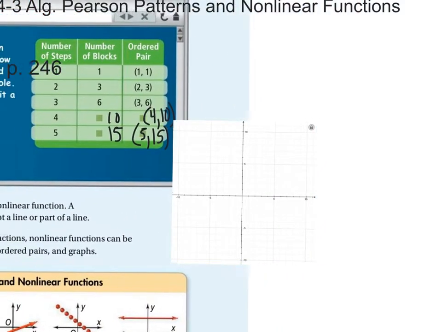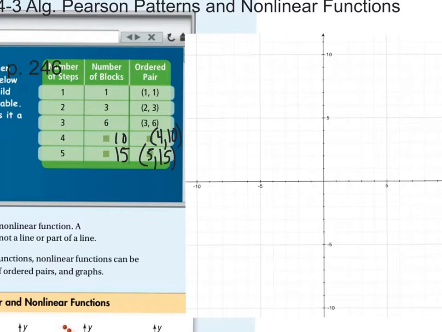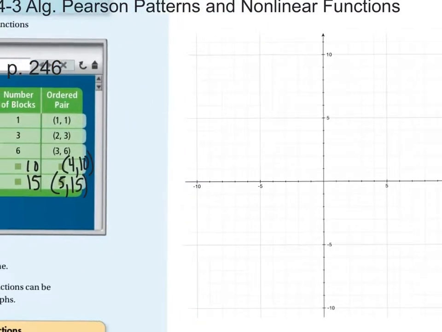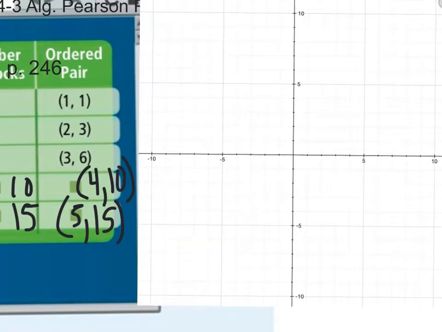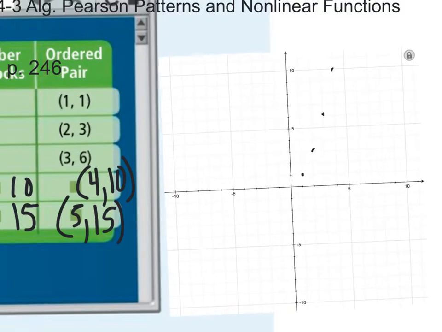We could take and graph these points just to see what this looks like. That would give us an indication whether it's linear or not. You could also just look at your change in y's and change in x to see if it's the same. So if you graph these: 1, 1; 2, 3; 3, 6; 4, 10; 5, 15 is going to be off the chart.